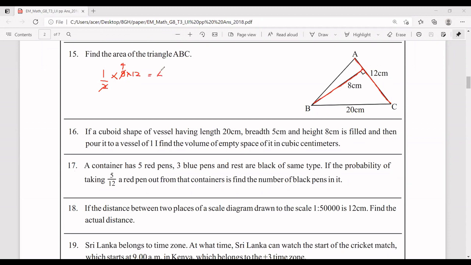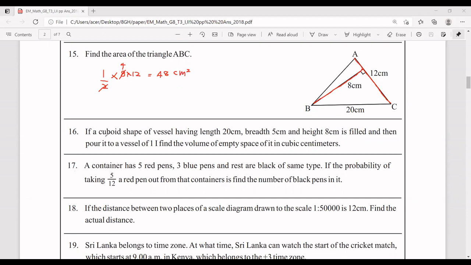What is the unit of measuring area? Here 8 centimeter into 12 centimeters. cm into cm. Squared centimeters. Area is in squared centimeters, because you multiply two lengths here. cm into cm, cm to the power 2. Squared centimeters.